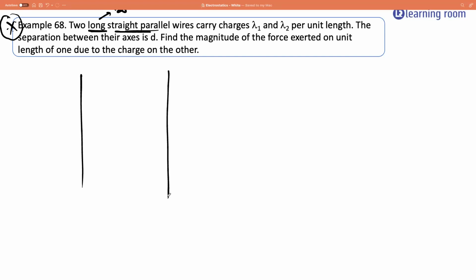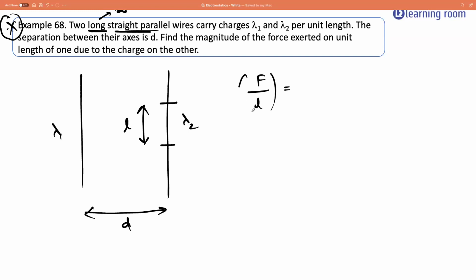There are two parallel wires which carry the charges lambda 1 and lambda 2 per unit length. The separation between their axes is d. Find the magnitude of the force exerted on unit length of one due to the charge on the other. So if I take a unit length of this portion, if I take it to be L, then I need to calculate the force divided by L of the second rod. So how do I do that?